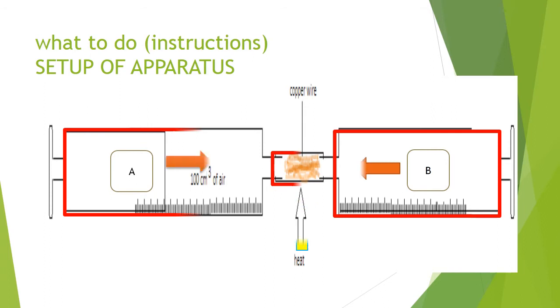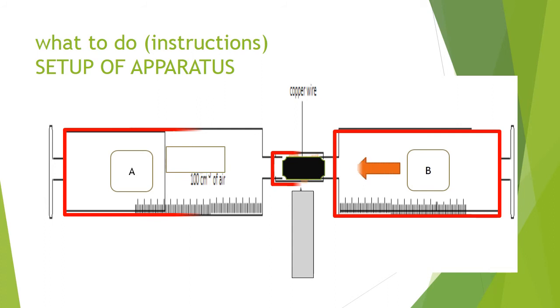After some time, we find that the copper turnings, which are brown, turn black, which means they have turned to copper oxide. Continue pushing air from A to B, and from B to A, until all the copper turnings or the copper wire have turned black. When you see that, stop the heat source, and then push all the air into one syringe, for example from syringe B to syringe A.